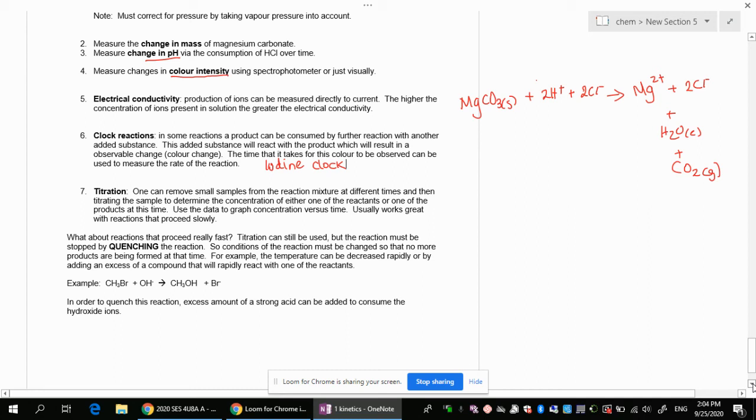The last one that we're going to look at is quenching reactions. So certain reactions happen really, really quickly, so quickly that you don't have time to measure. So what we can do is we can quench the reaction, which basically means that you can slow it down by adding an excess of a compound that will rapidly react with some of the reactants.